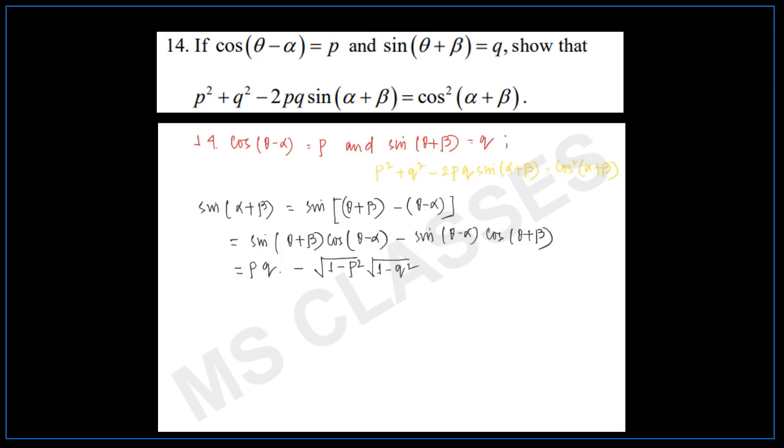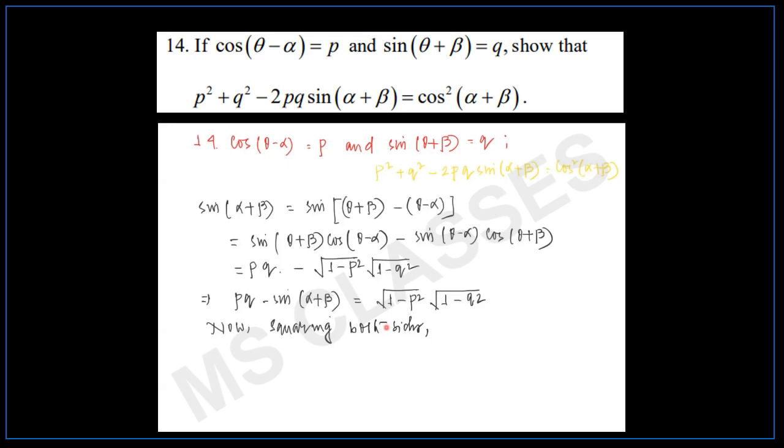Now, as we know, we always take all the rational on one side and all the irrational on the other side. So PQ minus sine of alpha plus beta equal to under root of 1 minus P square into root over of 1 minus Q square. Now squaring both sides. Because in the proof part, we don't have any irrational part, so we square.